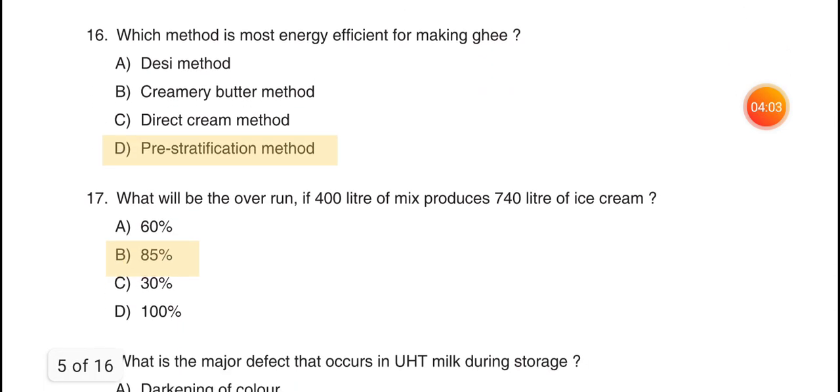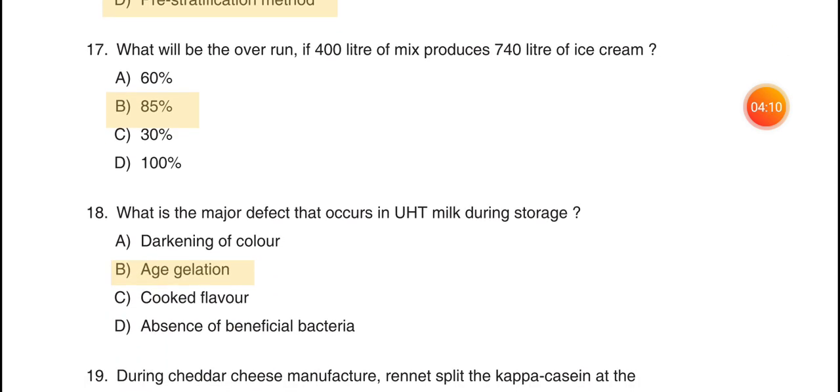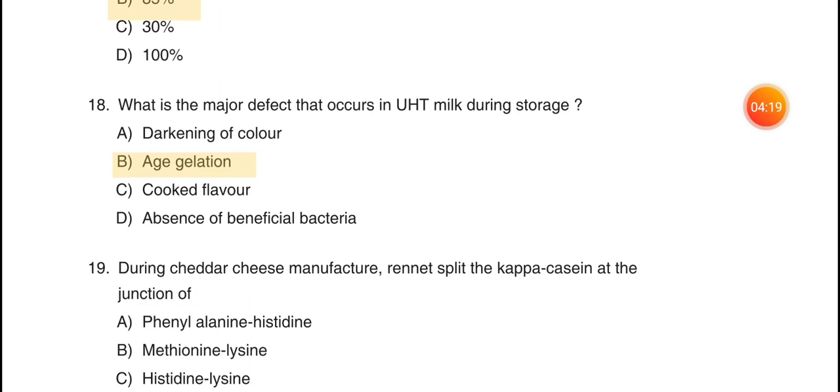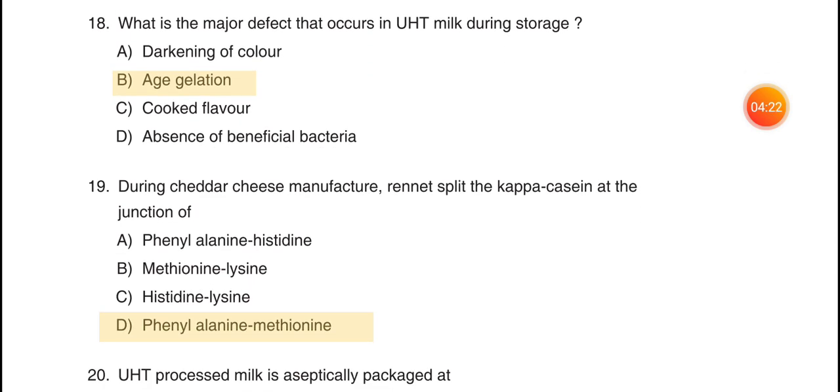16. Which method is most energy efficient for making ghee? Option D. Pre-stratification method. 17. What will be the overrun if 400 liter of mix produces 740 liter of ice cream? B. 85%. 18. What is the major defect that occurs in UHT milk during storage? B. Age gelation. 19. During cheddar cheese manufacture, rennet splits the kappa casein at the junction of D.